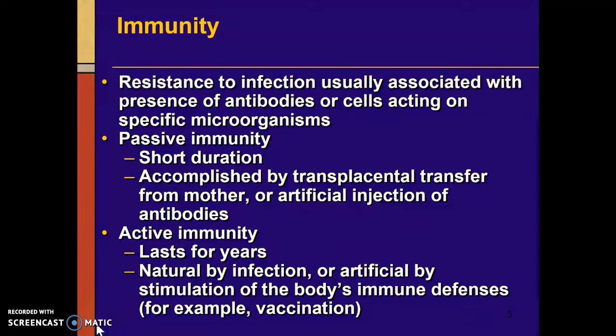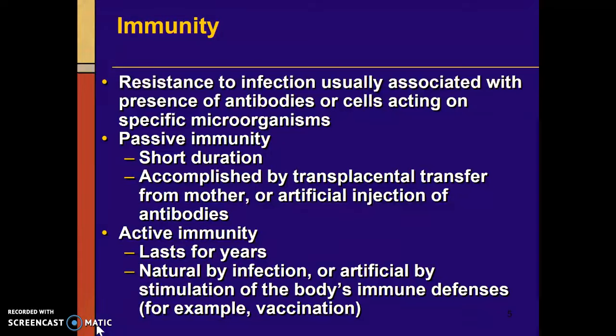Immunity is really the resistance to infection that's usually associated with having antibodies or cells that are acting on those microorganisms to kill them or keep them at a low level in the body. A person can have passive immunity.